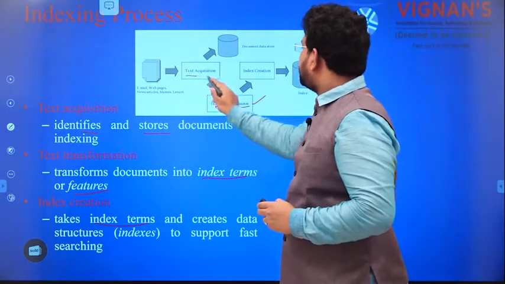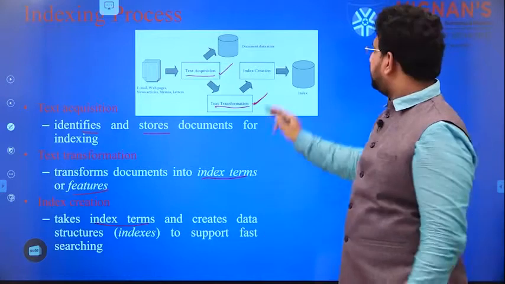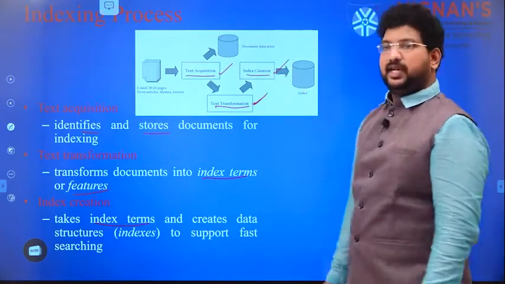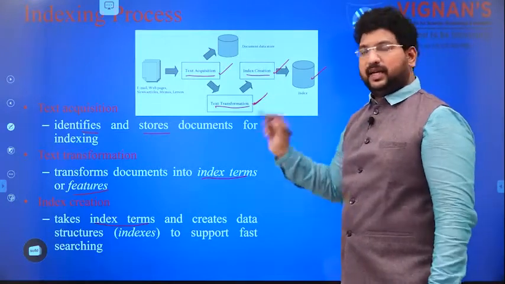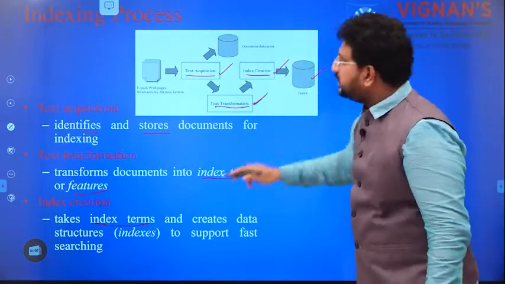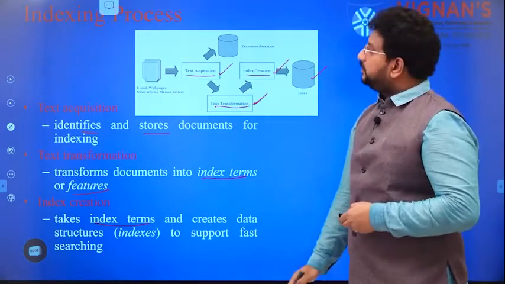One is the text acquisition component, another is the text transformation component, and the third is index creation. Finally, you are going to create the index. So this is about the indexing process and the components present in the indexing process.